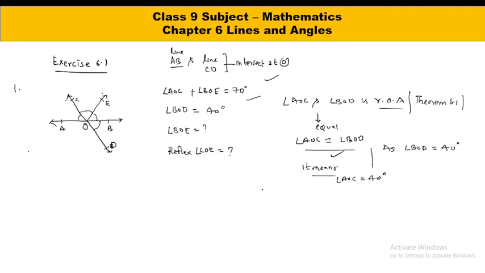Now put the value in this equation. We have angle AOC plus angle BOE is equal to 70 degree. So angle AOC is 40 degree, we have got it. Then angle BOE will be equal to 70 degree minus 40 degree. So it will come as 30 degree. So angle BOE is 30 degree.